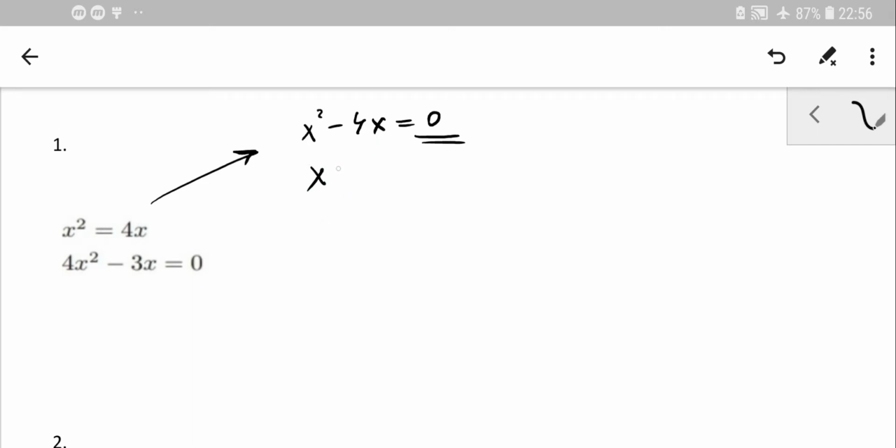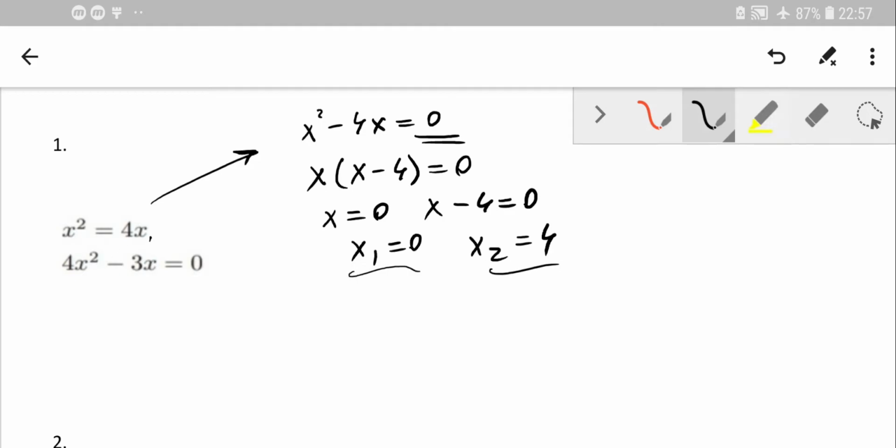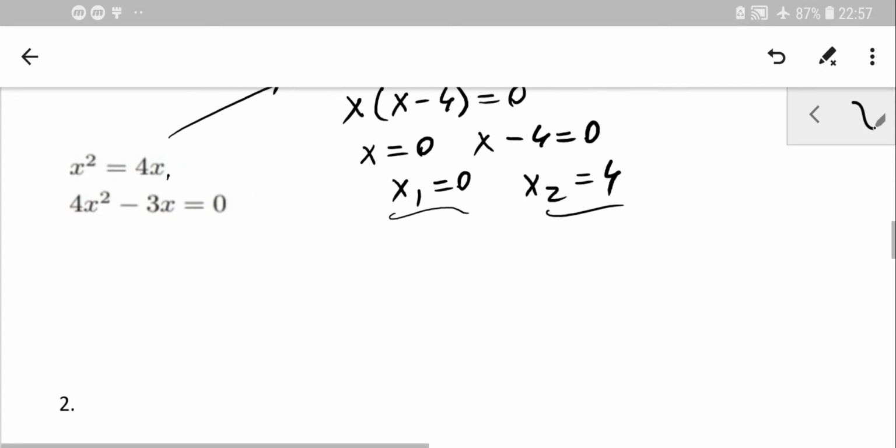Then factorize: x times (x minus 4) equals 0. Then apply the null factor theorem and complete two equations. I already solved the second one. Okay, maybe it's too early. And finally, we have solutions x1 equals 0, x2 equals 4. And just check, so put that back. Okay, we've done that.